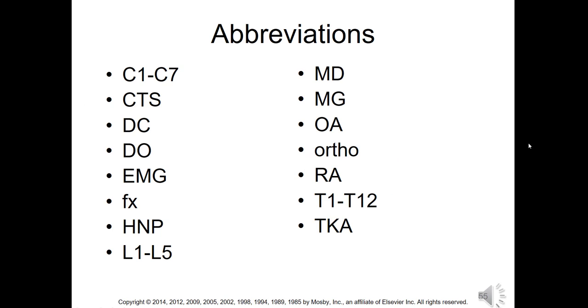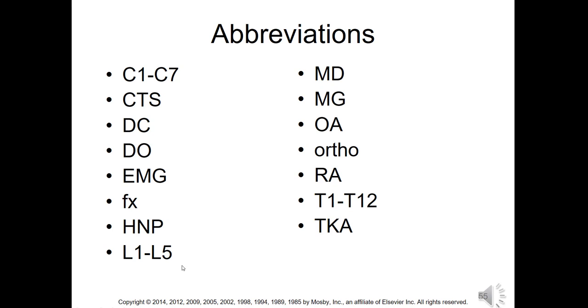If you turn to page 578, these are your abbreviations. C1 through C7 is the cervical spine. CTS is carpal tunnel syndrome. DC is a doctor of chiropractic. DO is a doctor of osteopathy. EMG is an electromyogram. FX, notice how it's lowercase, is fracture. HNP, herniated nucleus pulposus, that's where the disc is protruding and pushing up against the spine.